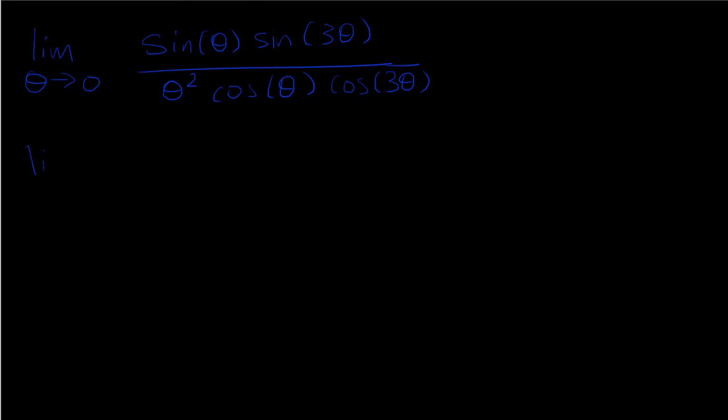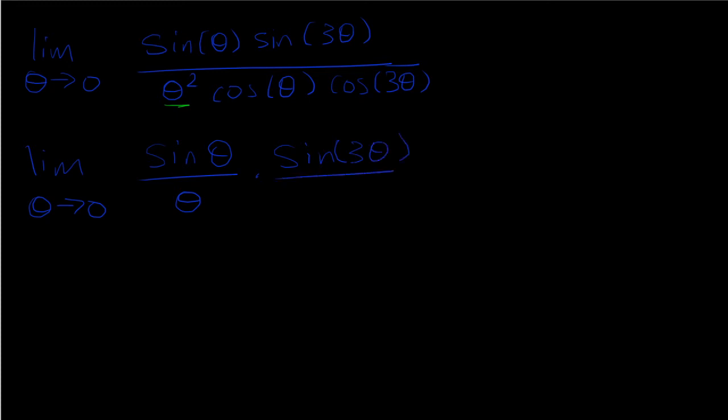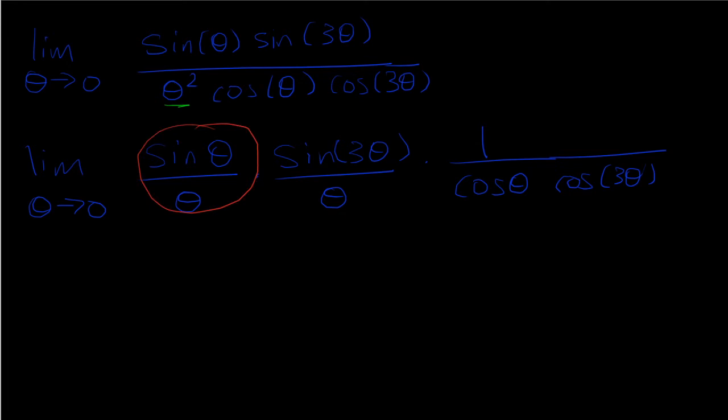I'm going to break this up. I'm going to say limit as theta approaches 0. And this theta squared here is going to be broken up into theta times theta. So I'm going to say sine theta over theta times sine 3 theta over theta. And that leaves us with 1 over cosine theta times cosine 3 theta. We know sine theta over theta goes to 1. And then here with sine 3 theta over theta, I'm going to multiply the bottom by 3, and then the top with 3 as well. So sine 3 theta over 3 theta goes to 1.